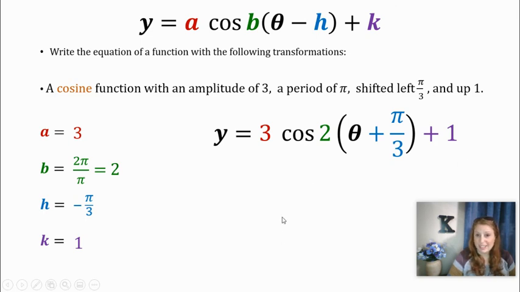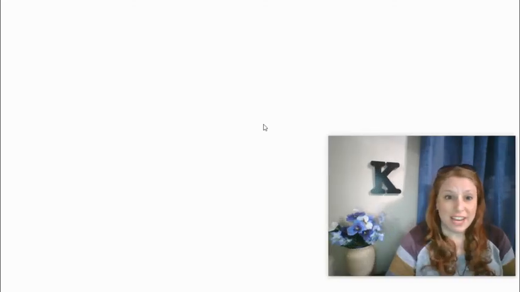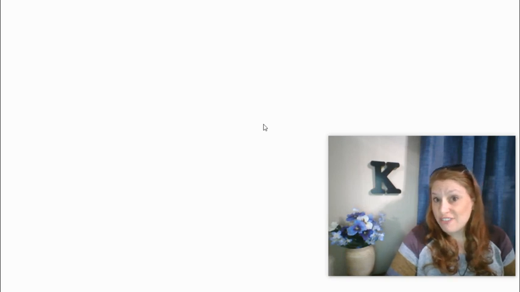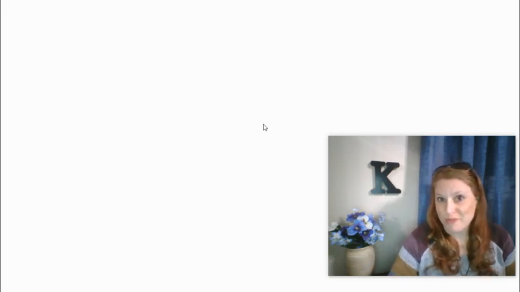So you now know how to find the amplitude, period length, phase shift, and vertical shift from an equation. And you also know how to write an equation if I give you those transformations.